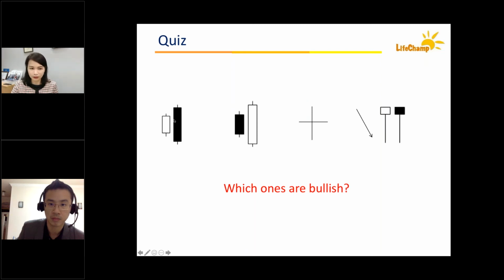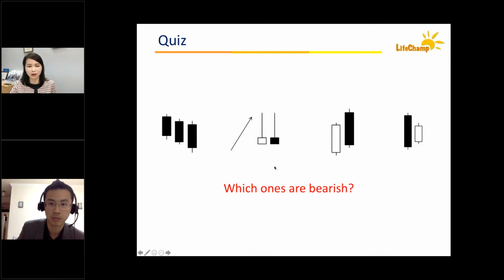So this is bearish. Okay, now which ones are bearish? You can give me more than one answer. Which ones are bearish? Also 1, 2, 3, 4.